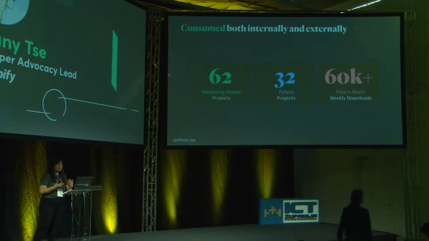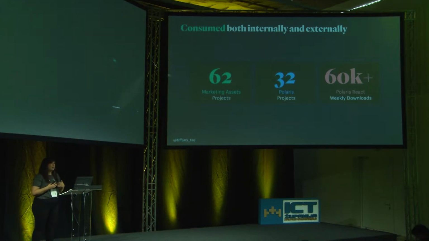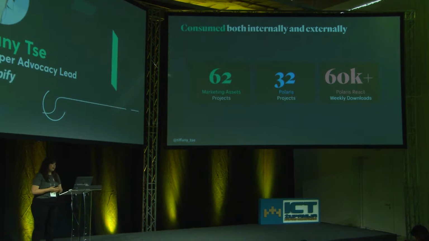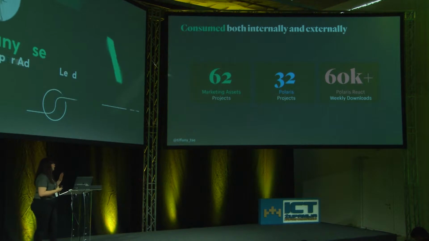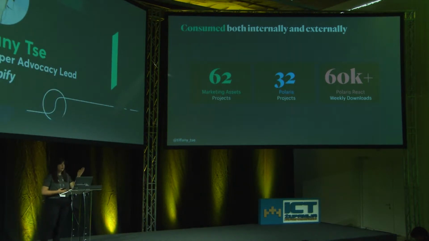So both the Shopify marketing design system and the Polaris design system are consumed internally by many large-scale applications. They exist as Ruby gems, and then they contain shared components that can be extended to multiple projects. So Polaris React, like I said, is our open source public-facing design system, which you saw a little bit earlier, and that's the main website that I was scrolling through. And again, this was created for our third-party developers. It has about 60,000 downloads per week on NPM, and you can see internally we have about 62 Rails projects running marketing assets and about 32 running Polaris from a Rails perspective.